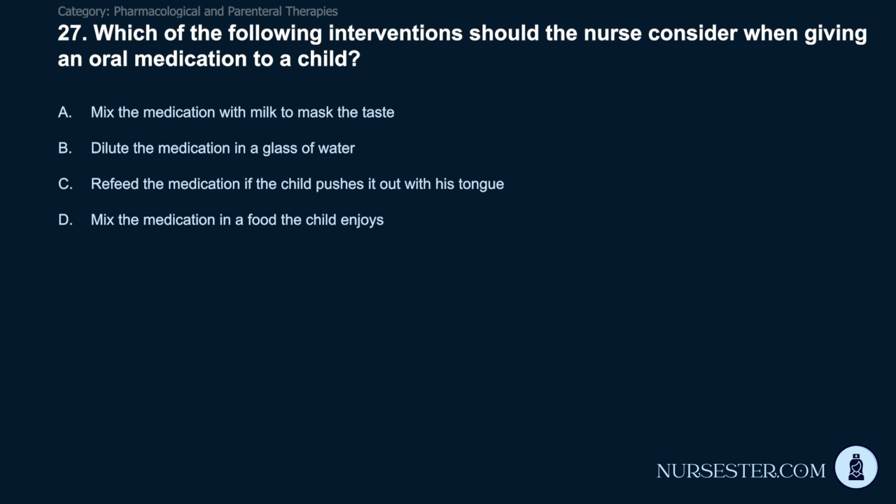27. Which of the following interventions should the nurse consider when giving an oral medication to a child? A. Mix the medication with milk to mask the taste. B. Dilute the medication in a glass of water. C. Refeed the medication if the child pushes it out with his tongue. D. Mix the medication in a food the child enjoys. Correct answer, C. Refeed the medication if the child pushes it out with his tongue.